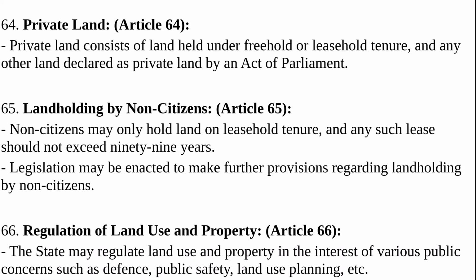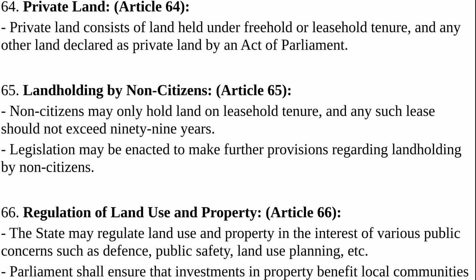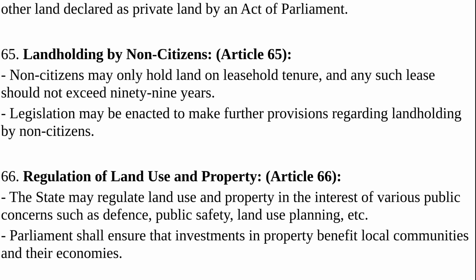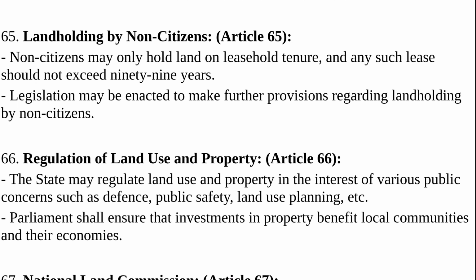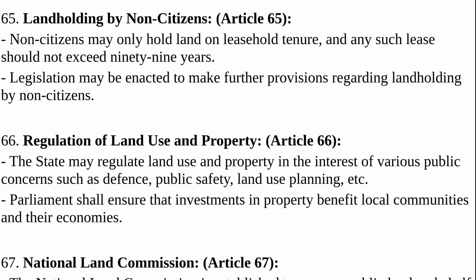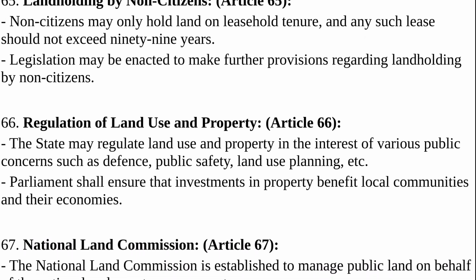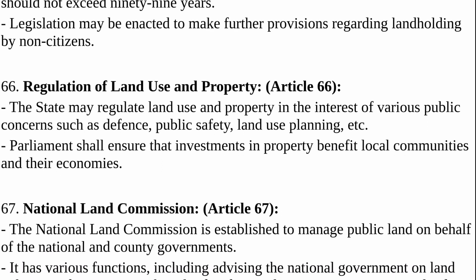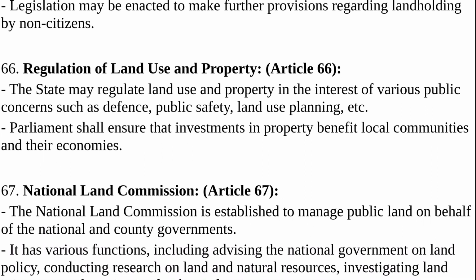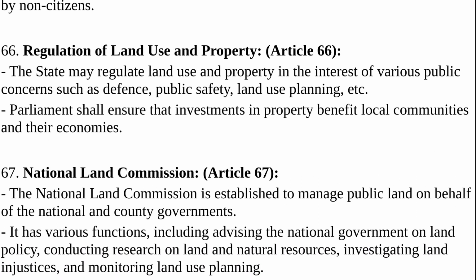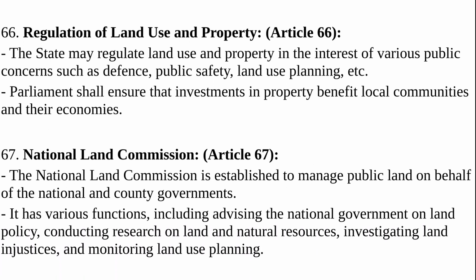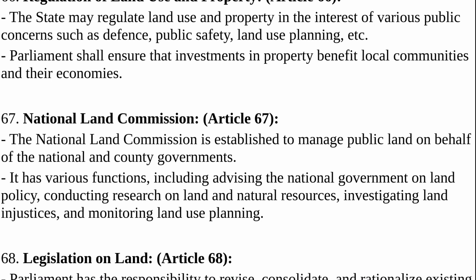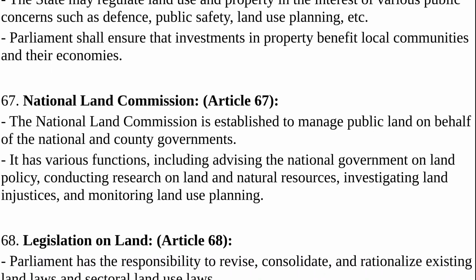66. Regulation of land use and property. Article 66. The state may regulate land use and property in the interest of various public concerns such as defense, public safety, land use planning, etc. Parliament shall ensure that investments in property benefit local communities and their economies. 67. National Land Commission. Article 67. The National Land Commission is established to manage public land on behalf of the national and county governments. It has various functions, including advising the national government on land policy, conducting research on land and natural resources, investigating land injustices, and monitoring land use planning.